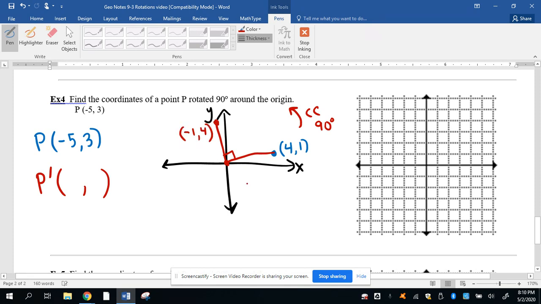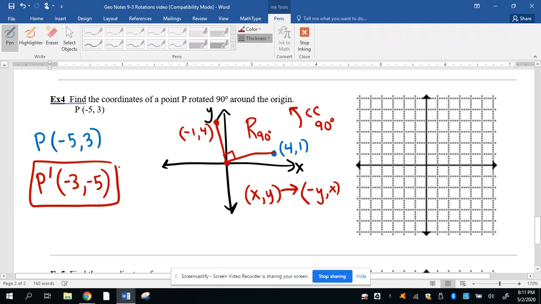And so our rule for a rotation of 90 degrees with respect to the origin is a coordinate point x, y gets mapped to negative y, comma x by just looking at those values. So now I know I'm going to take the opposite of my original y, comma, the x value. So that is my answer.